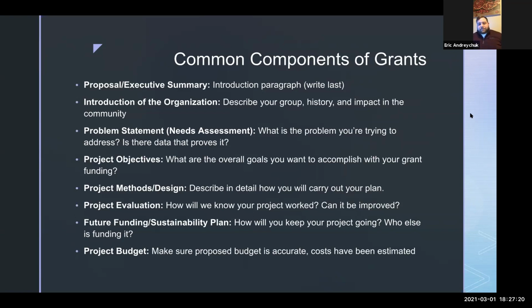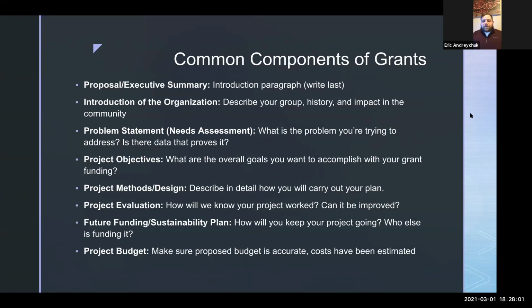The next section is the problem statement, or this is also sometimes called a needs assessment. So basically in this section, you're going to be describing what is the problem that you're trying to solve, or what is the problem that you're trying to address. Because you're a boots on the ground organization, you can better describe what it is that's happening that you can see in the community that you want to solve. And so you need to also be able to show data that says that this is a problem that is in our community and that we have a solution that might address this problem.